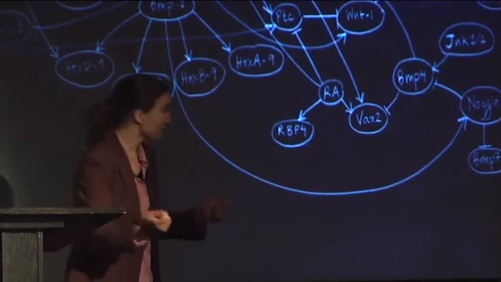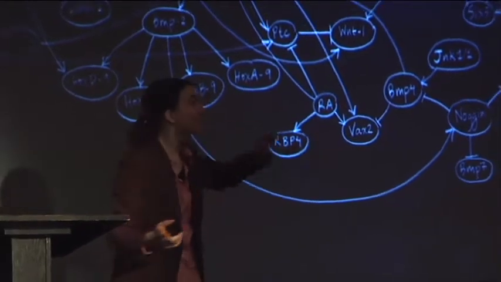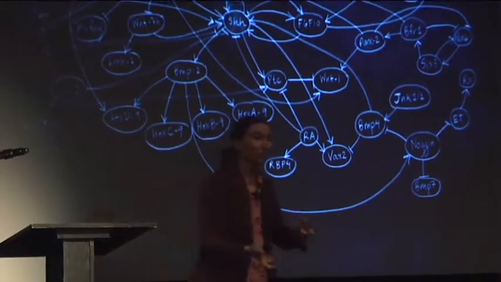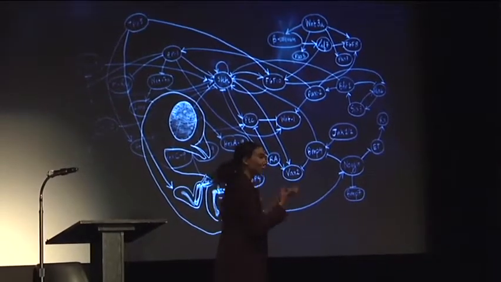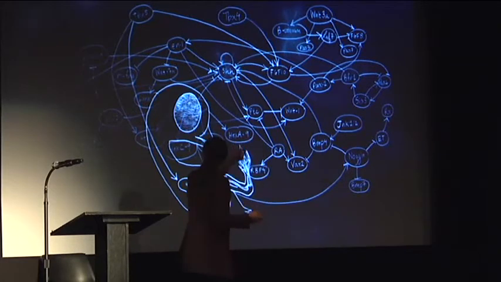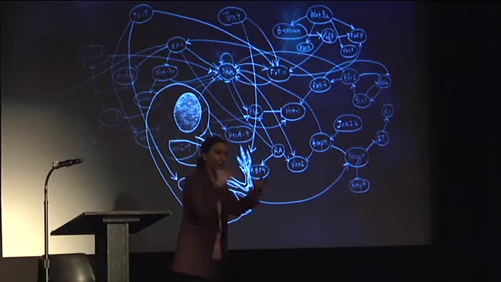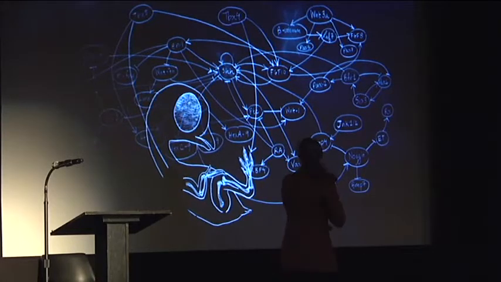TBX5. TBX5 is also connected to this network, connected to the FGF10. TBX5 gives rise to a wing, and we have a separate gene for leg specificity. TBX4 gives rise to a leg. TBX4 is connected to FGF10, and we get a leg. So this is very, very promising.